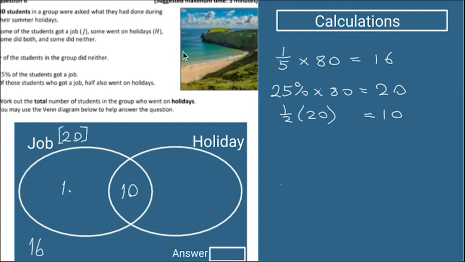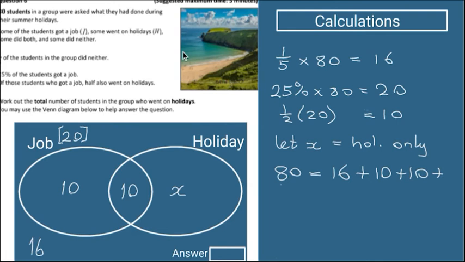So now we have to find what's in the holidays only to find out the total number who took holidays. So let x equal the number of holidays only. So this part isn't shared, and this will help us solve. So we can do a summation now. So we can do an equation where we have the total is 80, and that will be equal to 16 plus 10 plus 10 plus the x, which is the holidays only.